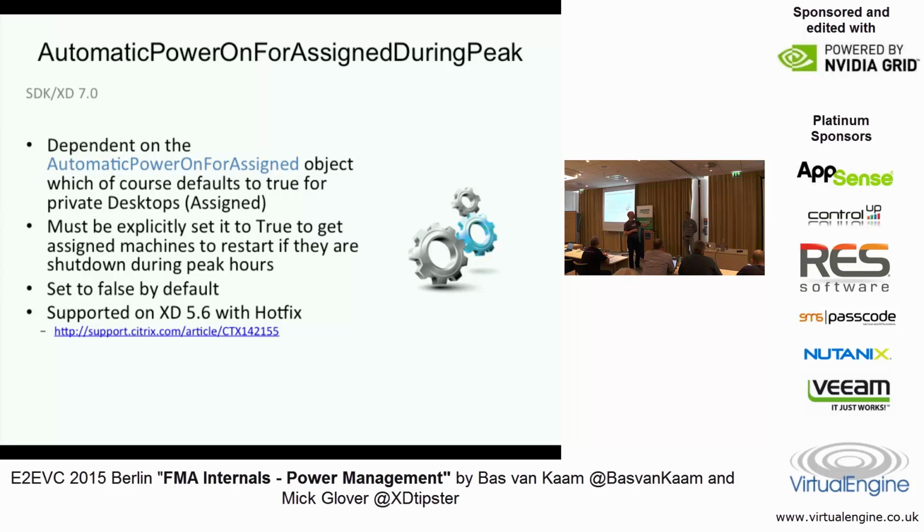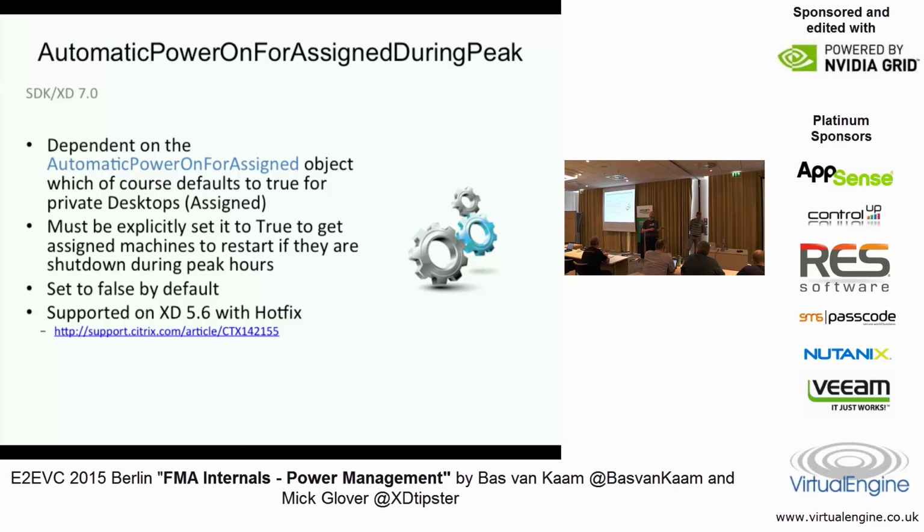Yeah. The idea behind automatic power on for assigned during peak is that it complements the automatic power on for assigned, which brings up assigned machines during peak hours. Again, this is behavior where people are sometimes not sure what's going on. They assign themselves to a machine and don't know why it doesn't power on, because it's only during peak hours. The problem with that setting is that if somebody accidentally shuts down their machine during peak hours, the machine is not brought back online, even though it's peak hours. So this value was introduced.